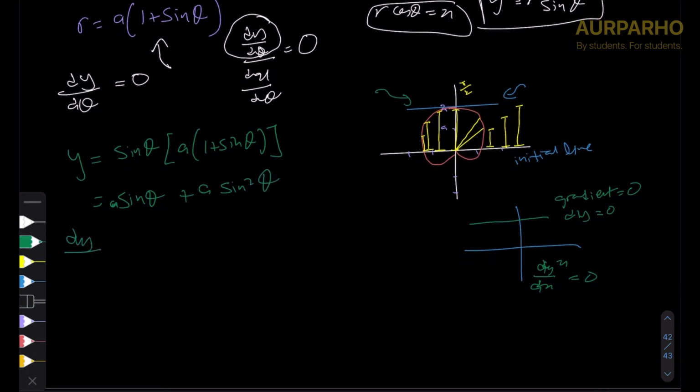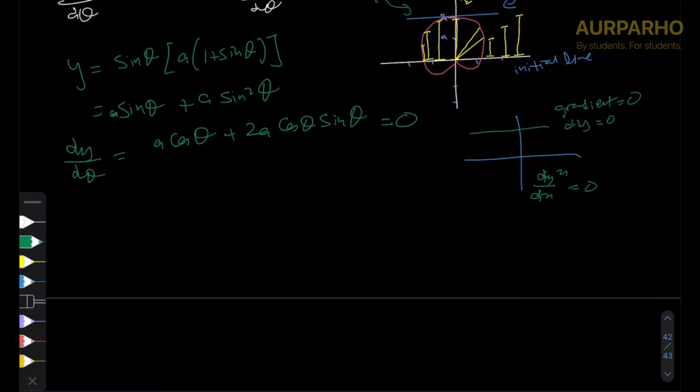Now let's find the derivative. The derivative of sine is cos, so a cos theta, and the derivative of sine squared would be 2a cos theta sine theta, right? And let's set this equal to 0. And let's take a cos theta common, so we get 1 plus 2 sine theta equals 0.